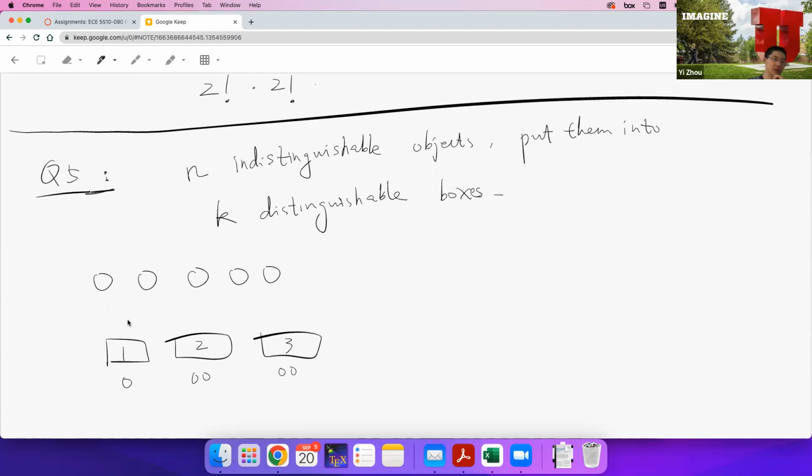And once we specify the number of balls that we put in the first box, then we know the total number of balls that we put into the rest of the 2 boxes. But then we need to further discuss how many balls we put into the second one and the third one. So it seems that we will have so many different scenarios, and for each scenario, we have to discuss it one by one. So this will be a very tedious process if we go one by one.